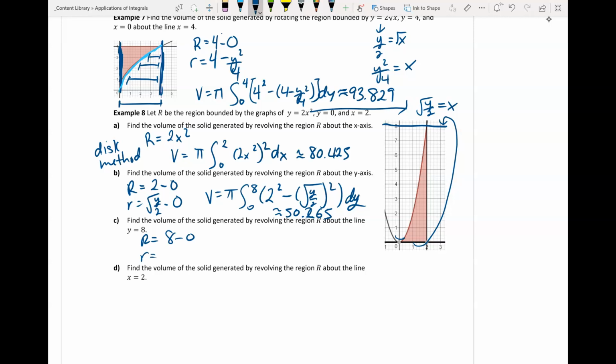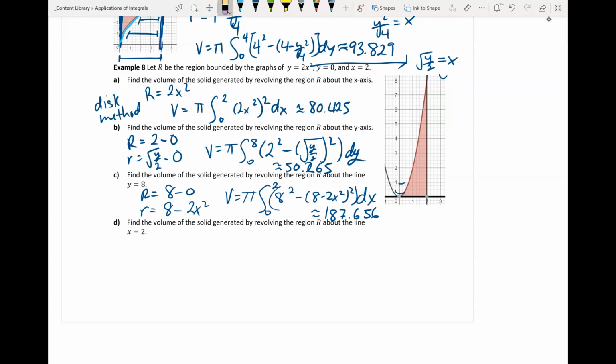And if I want to find little r, the distance between here, this is going to be 8 minus that function, which is 2x squared. So you're revolving this: pi, your bounds are from 0 to 2, your most left bound and most right bound. Big R squared, which is 8 minus little r, all squared, dx. And this is 187.656.